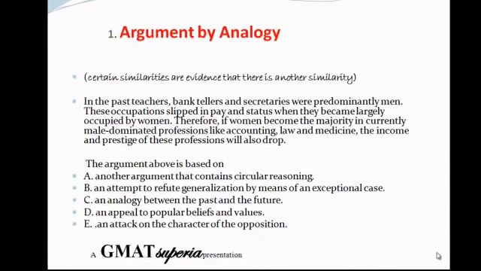Okay, this is not that way. Is it that the speaker is giving an exception to question a generalization? No. It is an analogy between past and present.